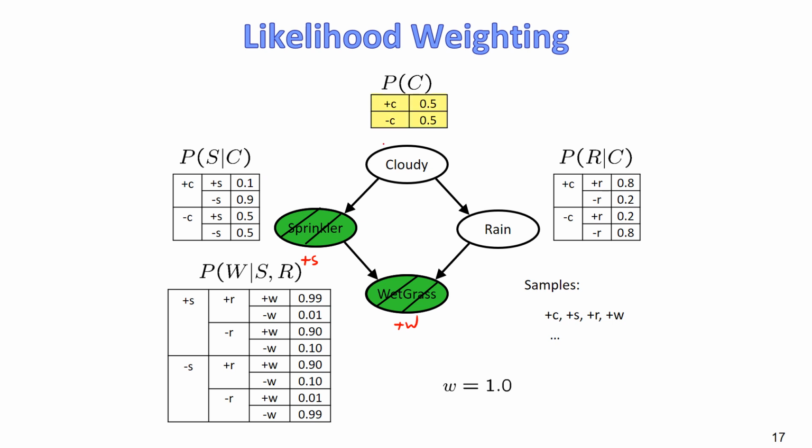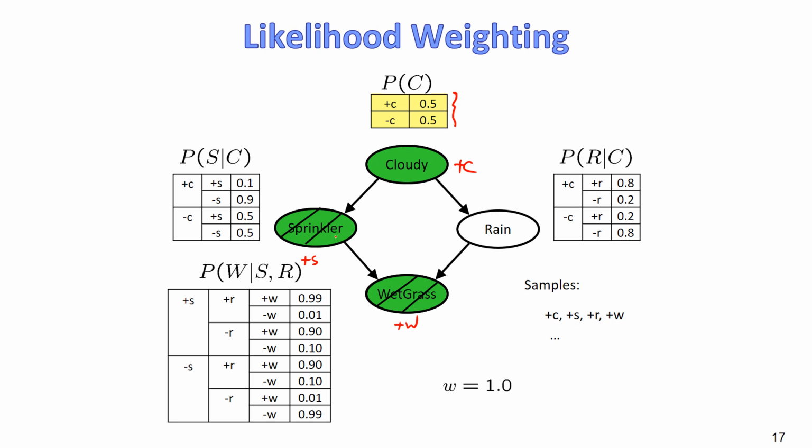The distribution of cloudy is the prior distribution, so we'll get a sample from that. Let's say that we got green, which means plus C. Okay, so we'll continue in the order of the variables as before. Next we'll get to sprinkler. Now sprinkler is an observed variable, so we will not sample from that, because we know that we want the value to be plus S.